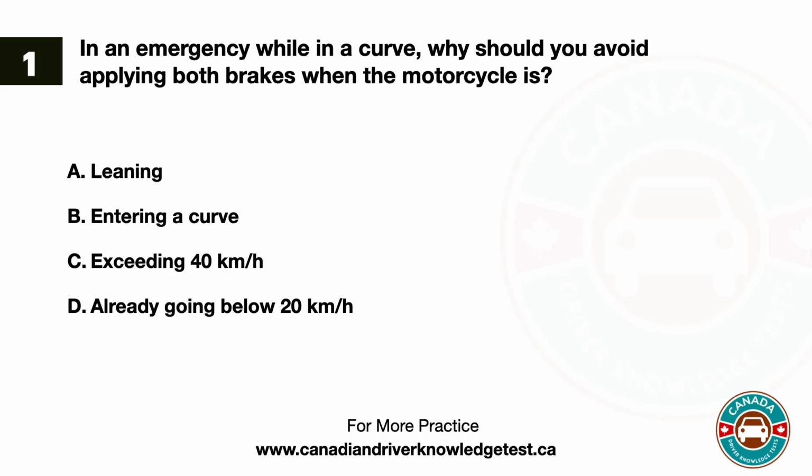Question 1. In an emergency while in a curve, why should you avoid applying both brakes when the motorcycle is A. Leaning, B. Entering a curve, C. Exceeding 40 kilometers per hour, D. Already going below 20 kilometers per hour? The answer is A. Leaning.